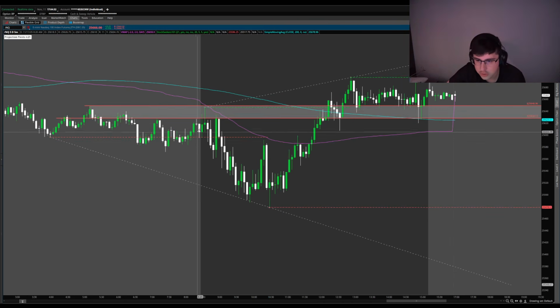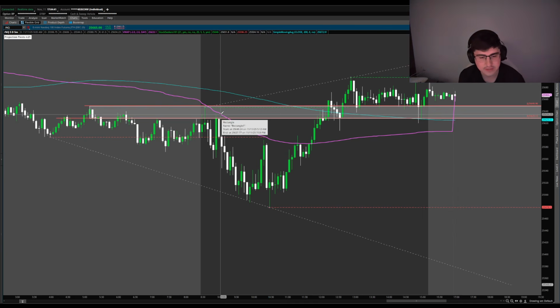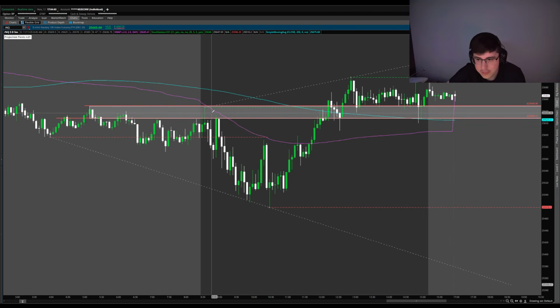And look at this. See how long it took? We touched here, we sold off. We touched here, we sold off. We touched here, we sold off. Look how many times it had to tap into that zone until we finally were able to make a leg down. Right? Exactly. Super annoying.